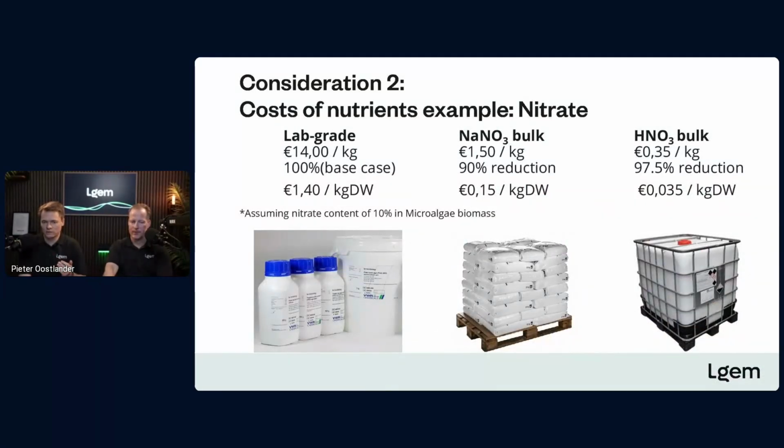So let's look in a bit more detail at this example. For example, the lab grade sodium nitrate, you can get it, and it's relatively expensive, but getting it in bulk, it already becomes quite a bit cheaper, but it never becomes as cheap as the nitric acid. So already thinking about what's the impact of the selection of my chemicals on the final cost price of my product, already at lab scale can be very important.